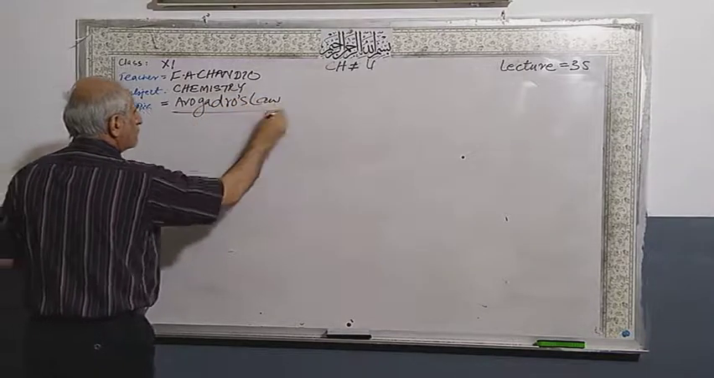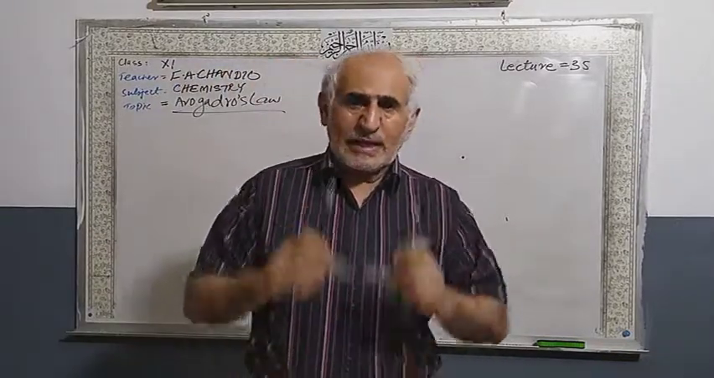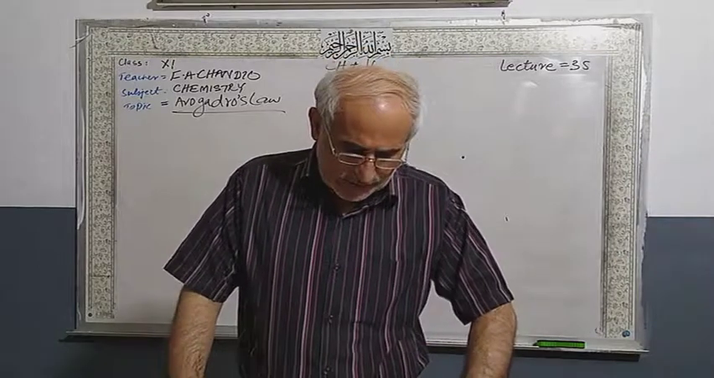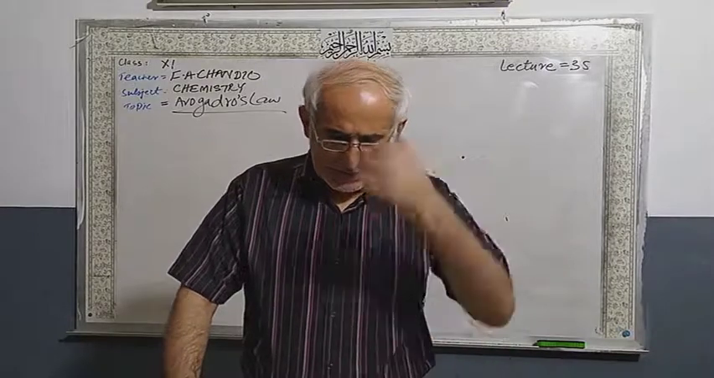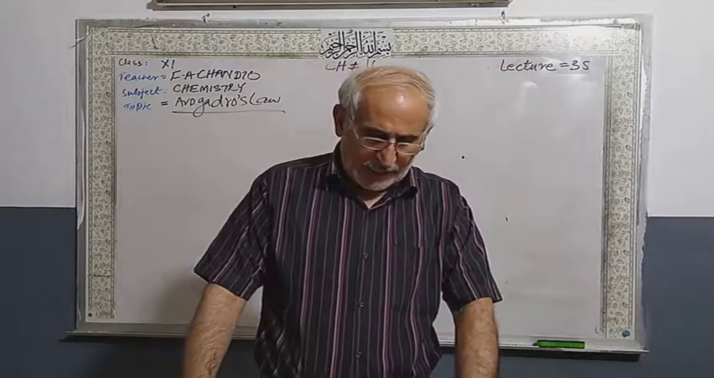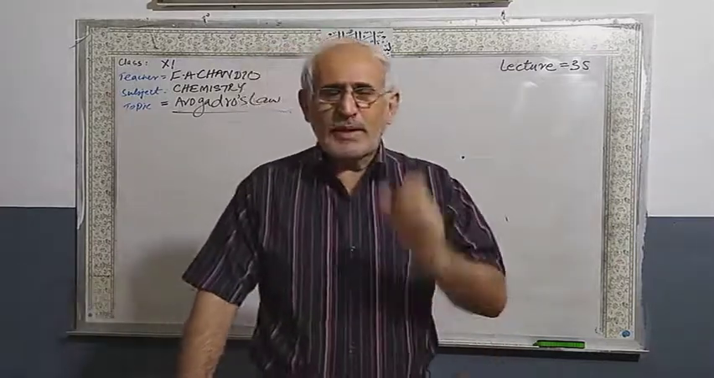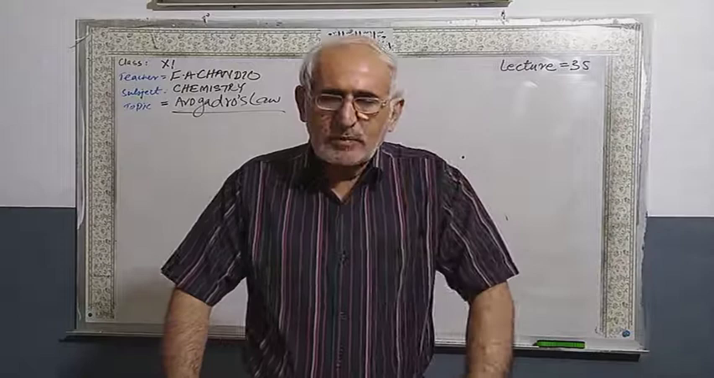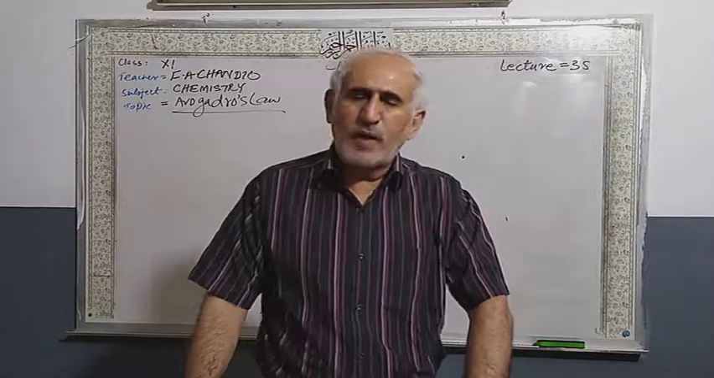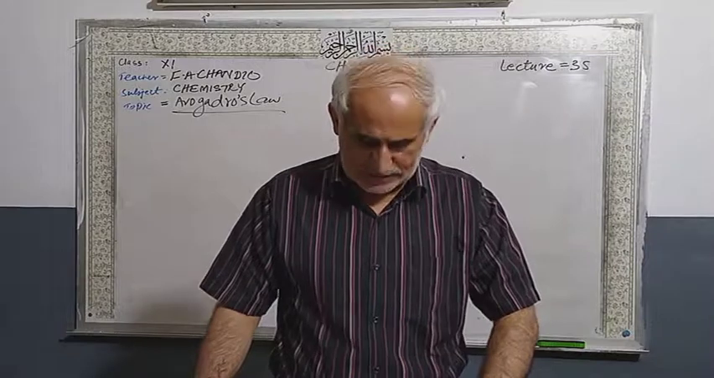Avogadro's law. Avogadro was an Italian scientist, 1776 to 1856. In 1811 he proposed that a given volume of any gas at a fixed temperature and pressure must contain the same number of independent units, meaning particles: the same number of atoms, the same number of molecules, the same number of formula units, the same number of ions.